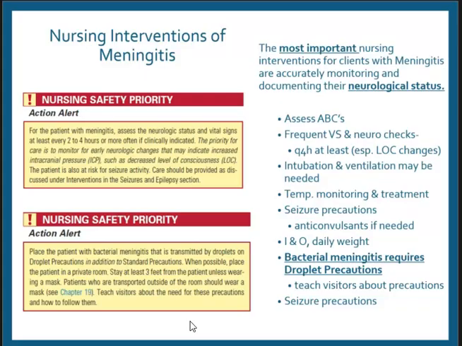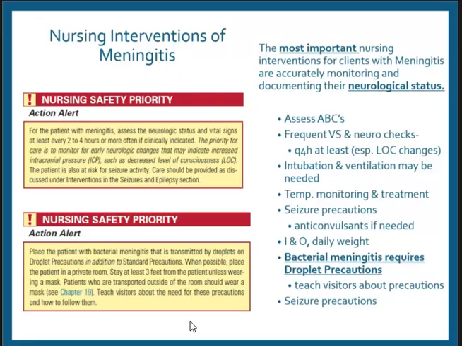Your action alerts for your meningitis. For the patient with meningitis, assess neuro status with vital signs at least every 2 to 4 hours or more often as indicated. The priority is to monitor for early neurologic changes that may indicate increased intracranial pressure, such as a change in your LOC, having seizures, and then your Glasgow Coma Scale is really important to monitor. Remember, a decrease by 2, a change of 2, is bad.